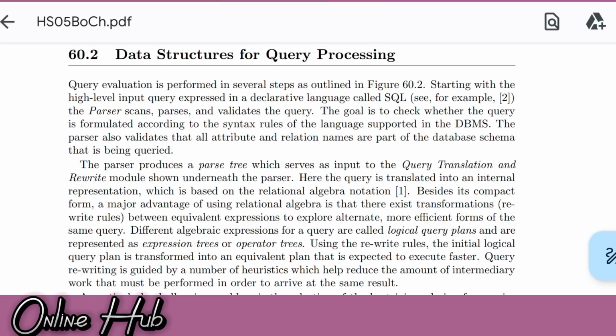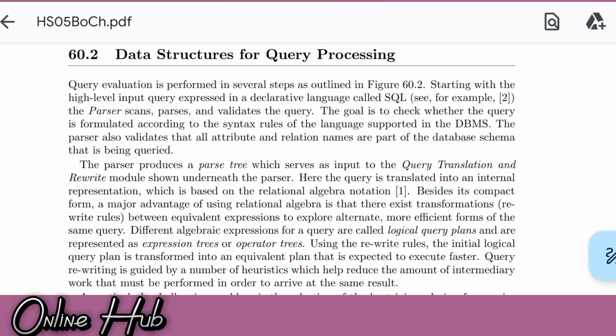Query evaluation is performed in several steps, starting with the high-level input query expressed in the declarative language called SQL. For example, the parser scans, parses, and validates the query. The goal is to check whether the query is formulated according to the syntax rules of the language supported in the database management system. The parser also validates that all attributes and relation names are part of the database schema that is being queried.